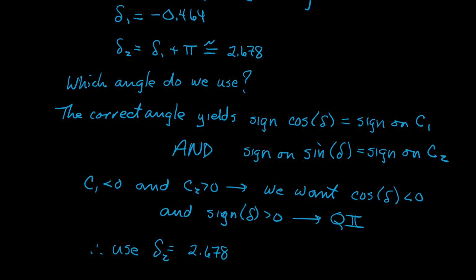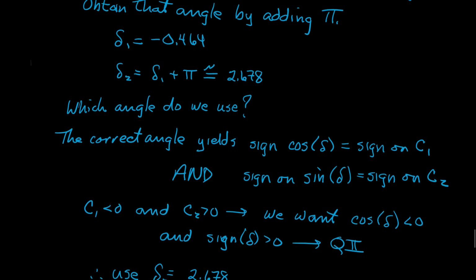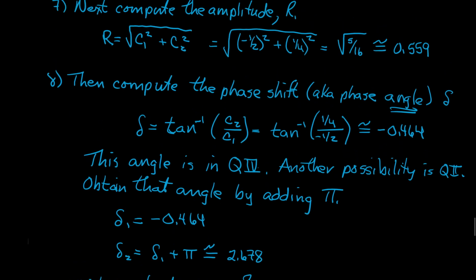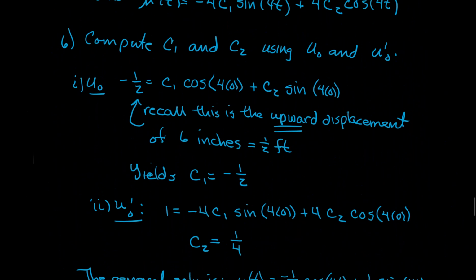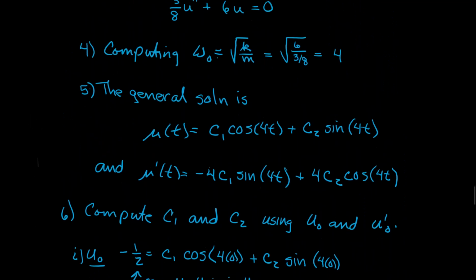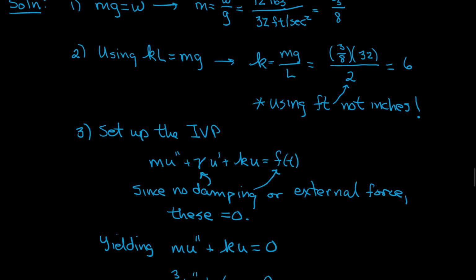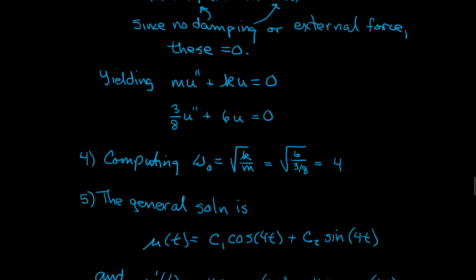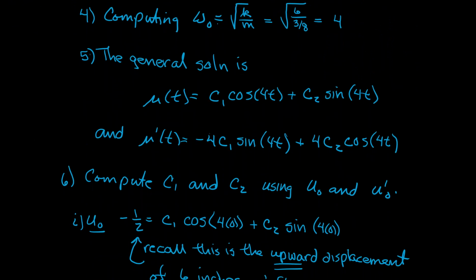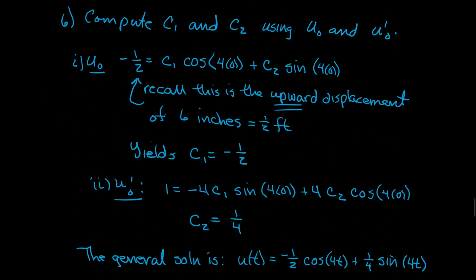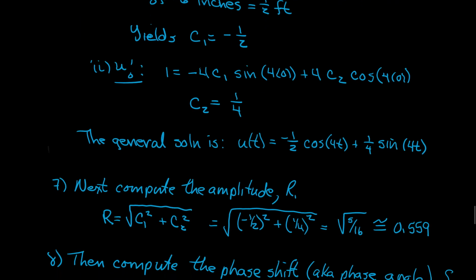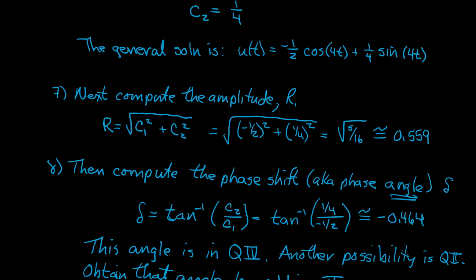Okay, let's think about what's going on here. When we substitute in our delta, the cosine of delta has to have the same sign as C1, S-I-G-N. If we come up here, somewhere up here, way up here, where'd it go?